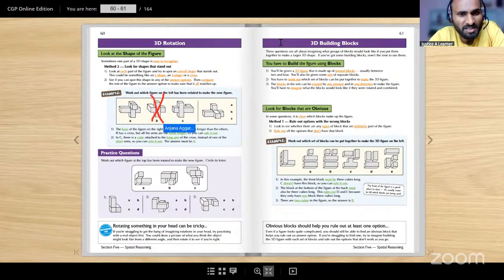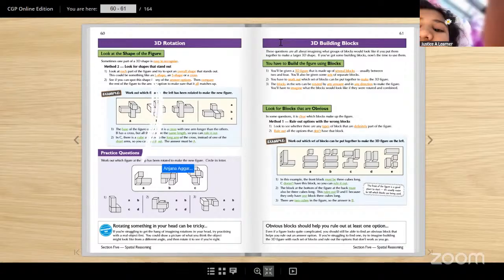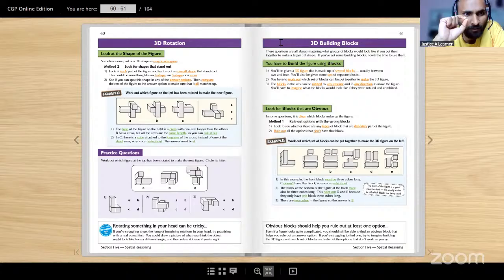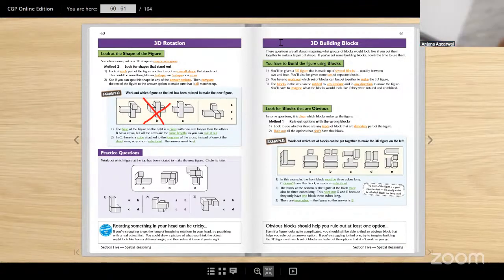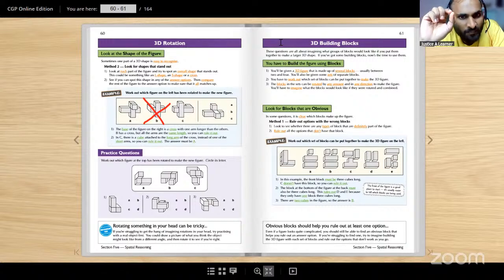Now it is A versus C. Now let us understand. Again, we will take this first statement as our first rule. The base of the figure on the right is a cross that has one arm longer than the others. That is the rule we have been looking at. B has a cross, but all the arms are the same length, so you can rule it out. B is eliminated. Now in C there is a cube attached to the long arm. Can you see that cube?